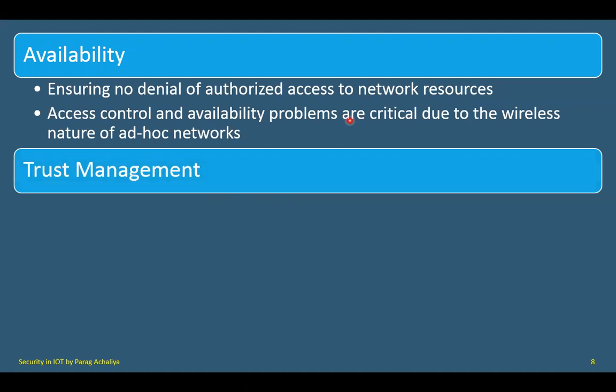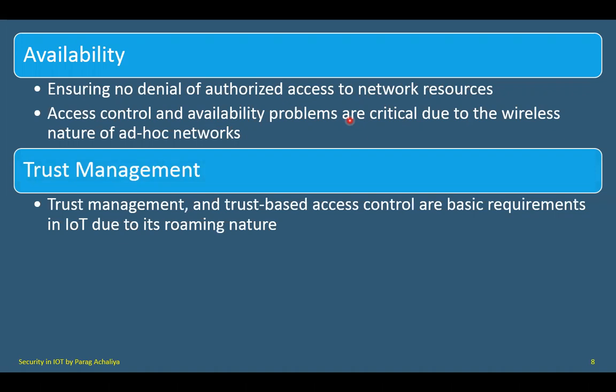Trust management and trust-based access control are basic requirements in IoT due to its roaming nature. Whenever we implement an IoT application, the nature of that application may be treated as roaming. That means it will be moving from one location to another location. So in case of this roaming nature, trust management and trust-based access control will be the basic requirement of your IoT application.